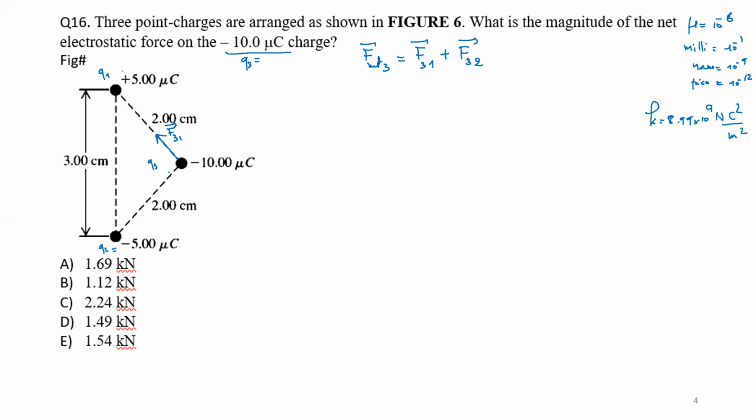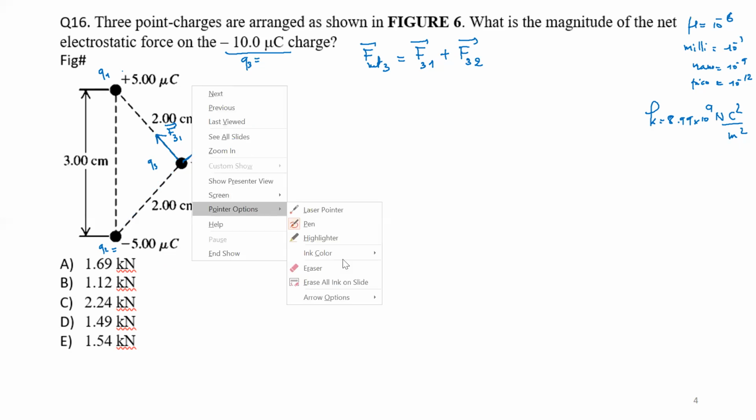Now, what about this one, the force on 3 by 2? Both are negative, so it's a repulsive force, right? So the force is in this direction. This is the force on 3 by 2. This is an attractive force, and this is a repulsive force. Now, we know the directions and the magnitudes, so let's just calculate the net force.